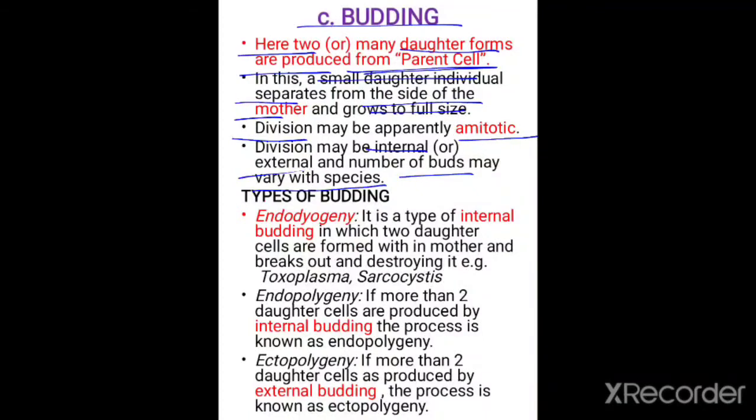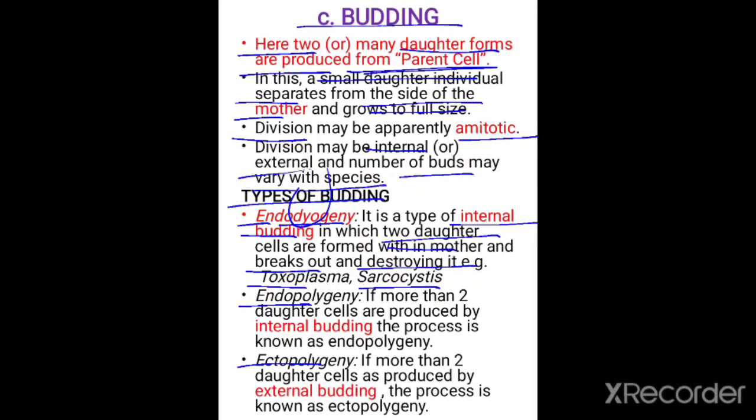Now budding is again classified as endodyogeny, endopolygeny and ectopolygeny. Endodyogeny is the type of internal budding in which two daughter cells are formed within the mother and break out, destroying it. It occurs in Toxoplasma and Sarcocystis. By destroying the mother, there is the emergence of the two daughter cells. This is called endodyogeny.